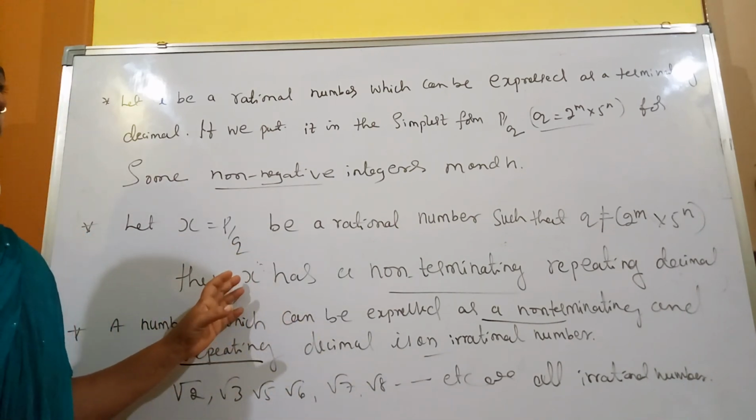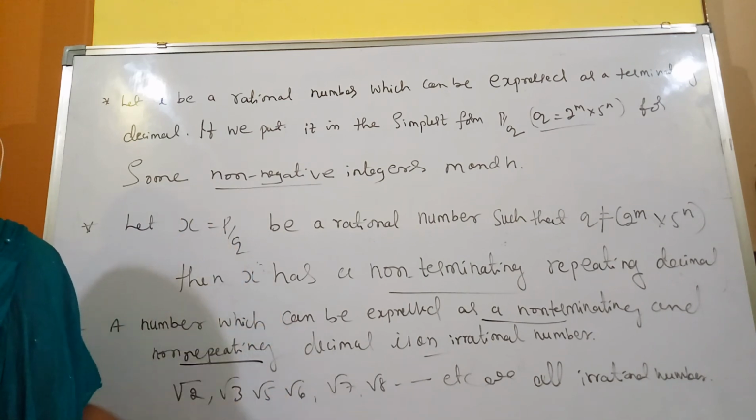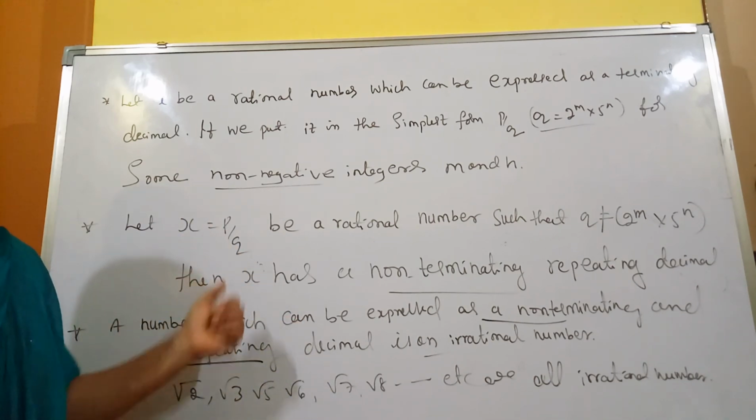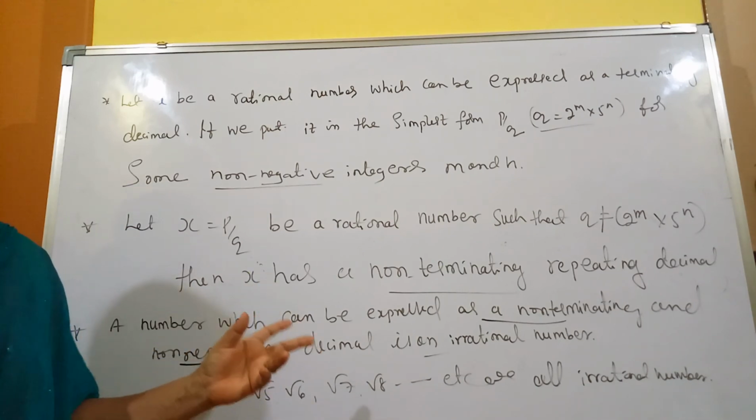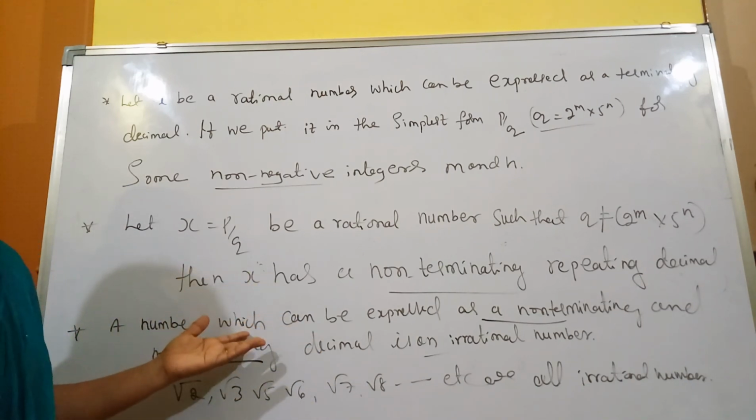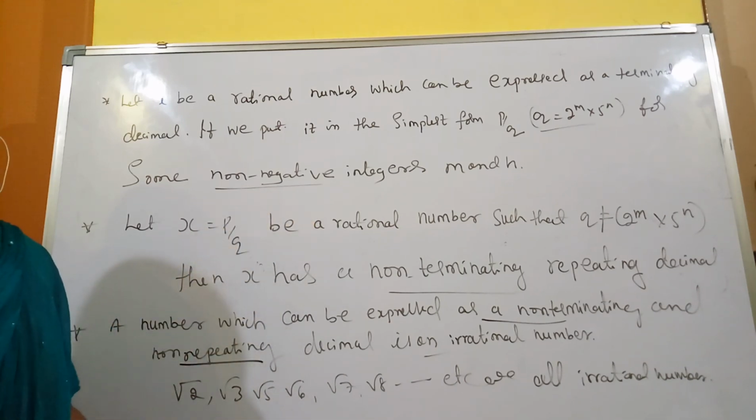But on the examination basis, the most important problems in this chapter they ask are: prove that root 2 is irrational, and whether 1 by root 2, 1 by root 7 or root 11 are irrational, and whether rational numbers are expressed as a terminating decimal or as a non-terminating decimal.